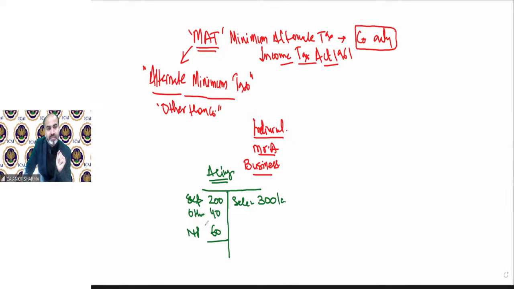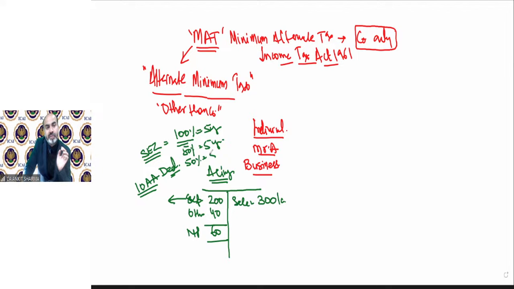Out of these expenses, he was eligible to claim the Section 10AA deduction. That is for special economic zone. Section 10AA says that you can claim the deduction of 100% of profit for the starting 5 years, and after that 50% of profit for the next 5 years, and you can also extend this 50% profit for the next 5 years if you fulfill certain specific conditions.